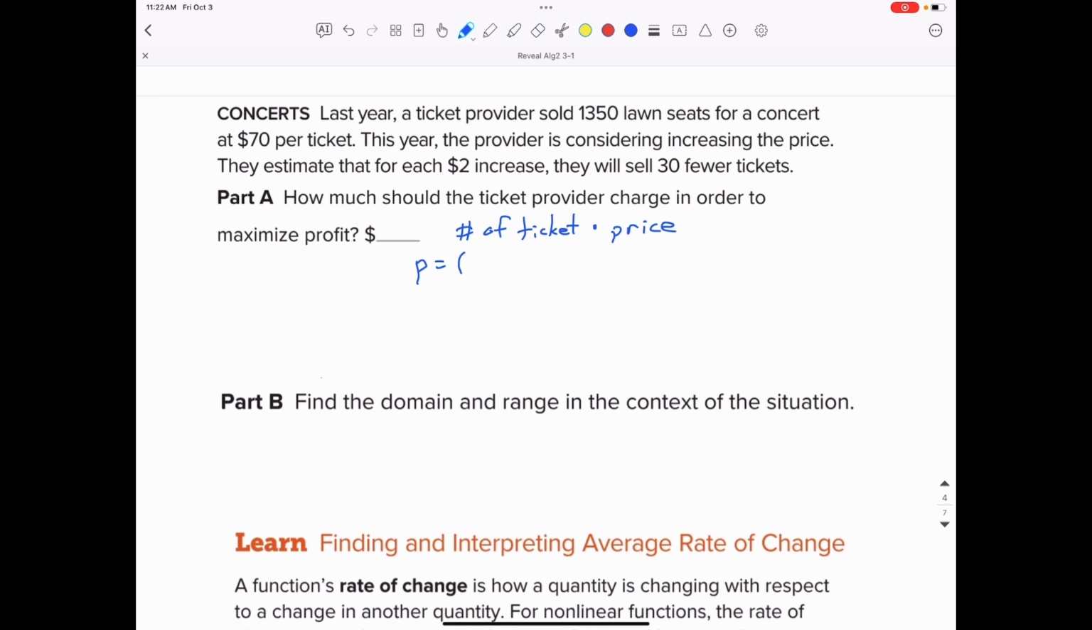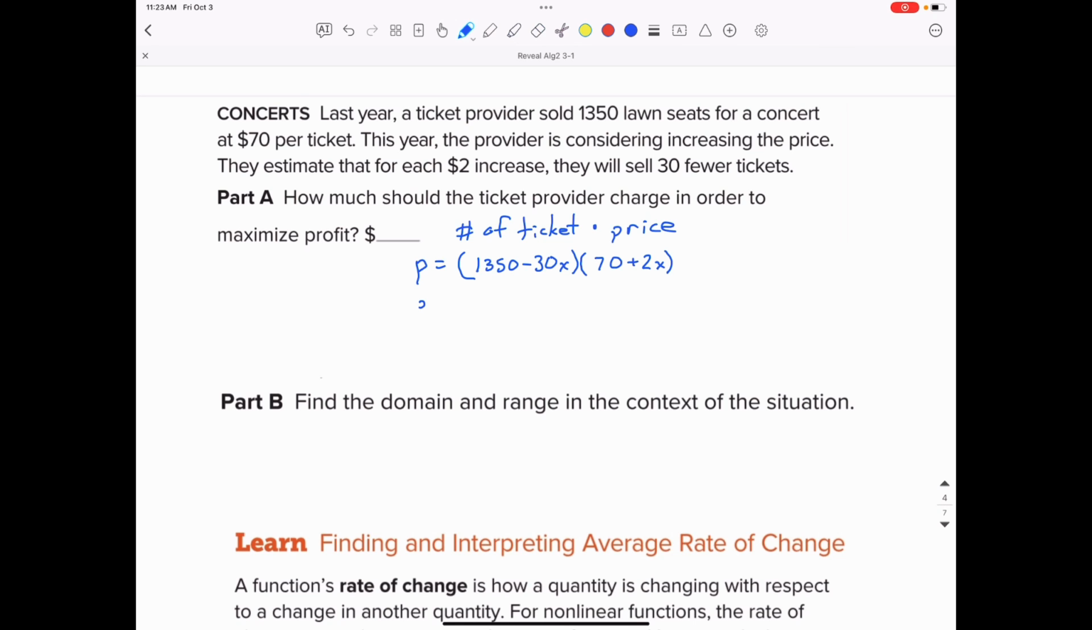So the number of tickets they plan on selling is 1,350. But they expect that they're going to sell 30 fewer tickets with each price increase. So we will subtract from that 30x, x representing a price increase. And then we'll take that times the price. The price currently right now is $70 per ticket, but they plan on doing a $2 increase. So we'll take 70 plus 2 times x, since it'll be $2 for every price increase.